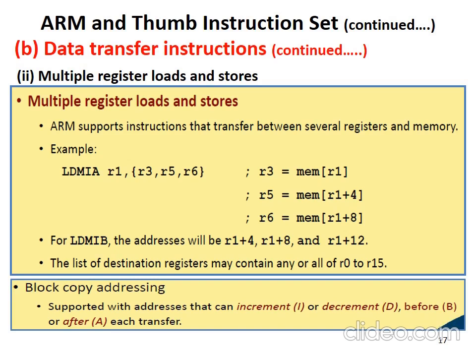The content of that address is loaded into R3. Then that address is incremented by 4 and that content is loaded into R5, and that memory address is again incremented by 4 and that content is loaded into R6. For LDMIB, the addresses will be R1 plus 4, R1 plus 8 and R1 plus 12. The list of destination registers may contain any of the registers from R0 to R15.